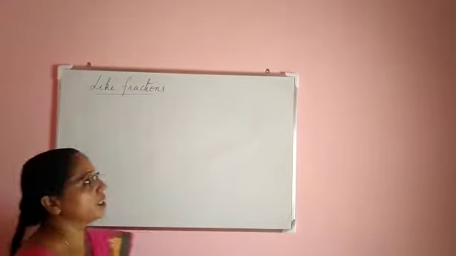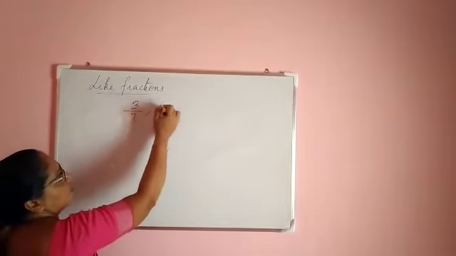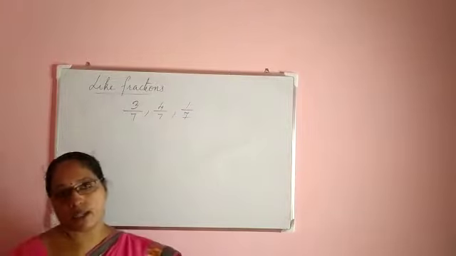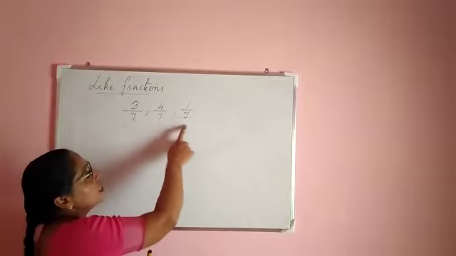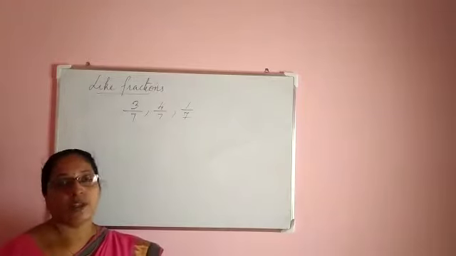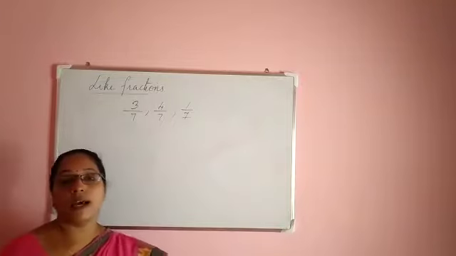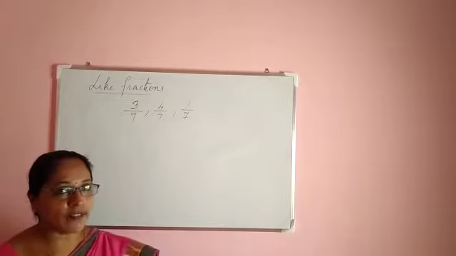Okay, fractions, for example, look here: 3 by 7, 4 by 7, 1 by 7. Look, all these fractions. What can you see? The denominators are the same. So the fractions which have the same denominators are known as like fractions. Then we can talk about unlike fractions.